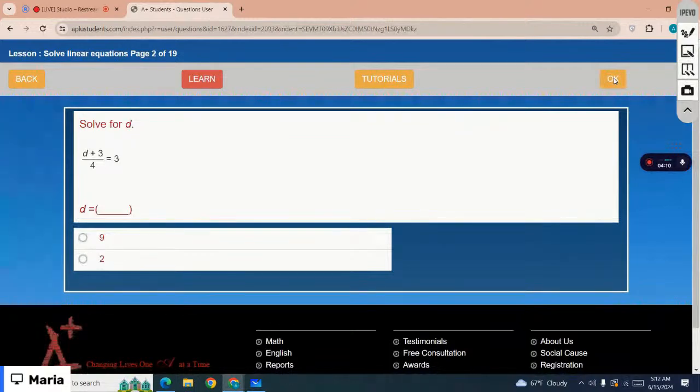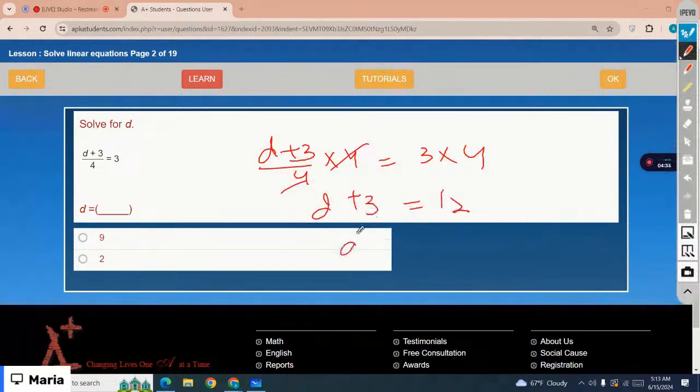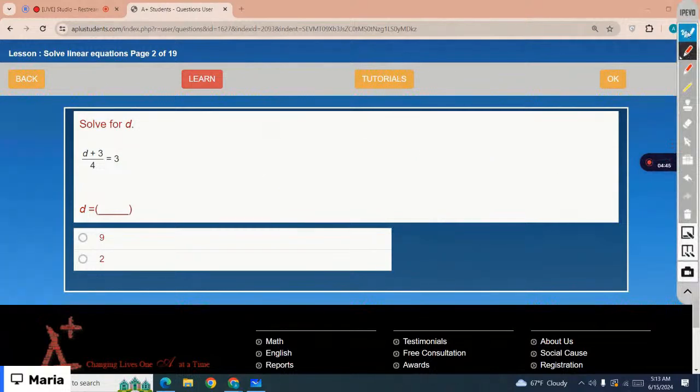Okay, solve for d. d plus 3 divided by 4 equals 3. First, you have to remove the 4 that is in the denominator. So that means you have to multiply both sides by 4. 4 and 4 cancel out. d plus 3 equals 12. Now move 3 to the other side. So that would be 12 minus 3. 12 minus 3 is 9. So d equals 9. The correct option is option number 1. Got it?